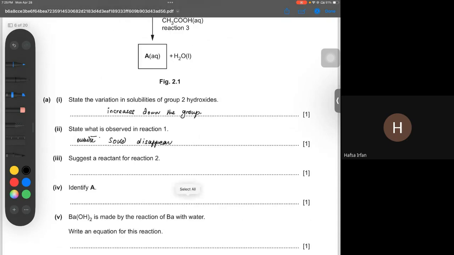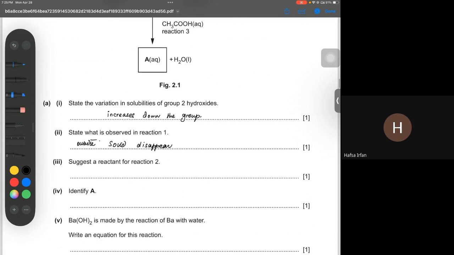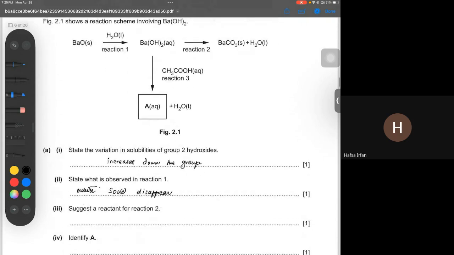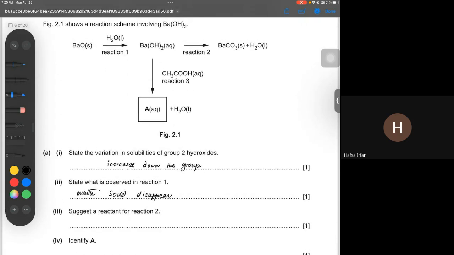Suggest a reactant for reaction 2. When I am going to get barium carbonate from barium hydroxide, what should be the reactant? That reactant, I can react with barium hydroxide and get barium carbonate. Of course, that would be carbon dioxide.